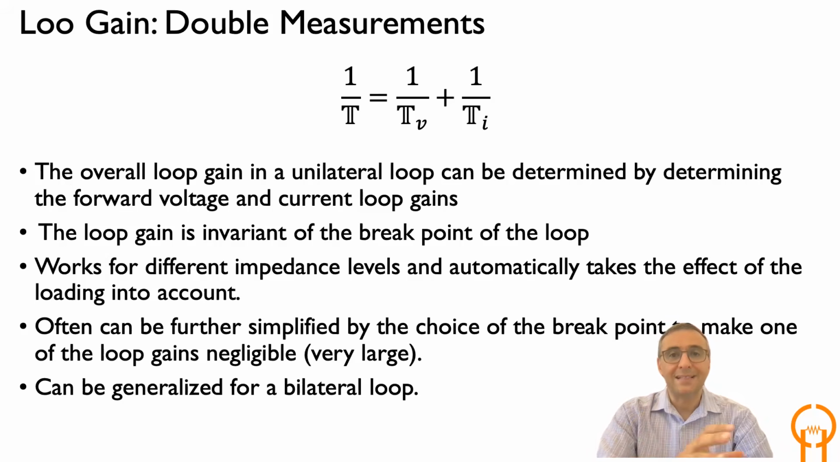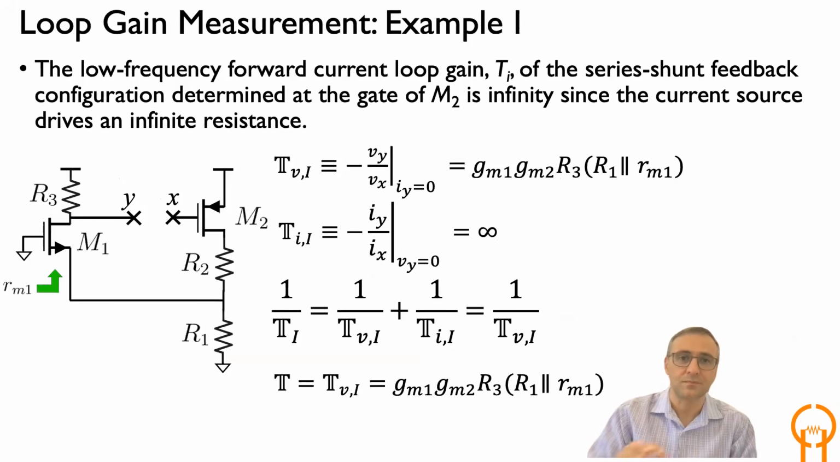This automatically takes care of the impedance level, so you don't need to worry about what impedance levels you're working at. This automatically takes it into account. And a lot of times you can simplify the analysis by choosing a location at which one of these loop gains becomes negligible. Remember, for loop gains to become negligible in this calculation, they have to be very large. The one that goes to infinity is ignored because you're adding the reciprocals, so 1 over infinity becomes 0, and it doesn't play a role. It's like parallel resistors. The big one doesn't matter.